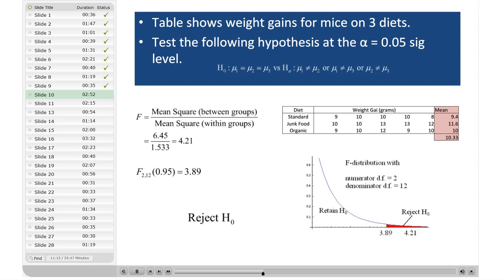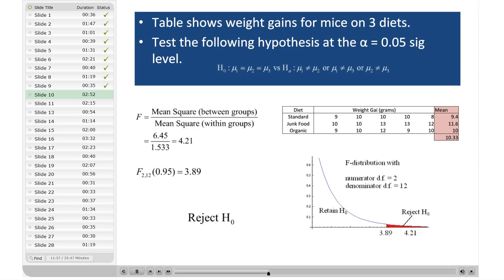This might sound kind of confusing, but it actually makes perfect sense if you go back to the formula for F. It says F is the mean square between groups, in other words, between groups is in the numerator, divided by the mean square within groups. So within groups is the denominator. So you'll recall that in the between groups part of the problem, we had a degrees of freedom of 2. So our numerator degrees of freedom is 2. For the within groups part of the problem, we had a degrees of freedom of 12. And so the within groups degrees of freedom is equal to 12. So if you look up the cutoff value corresponding to a 95% confidence level with a numerator degrees of freedom of 2 and a denominator degrees of freedom of 12, you'll get 3.89.